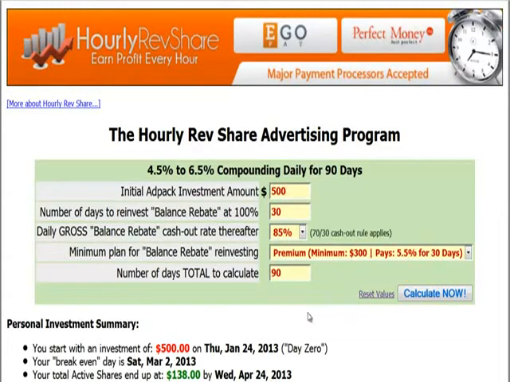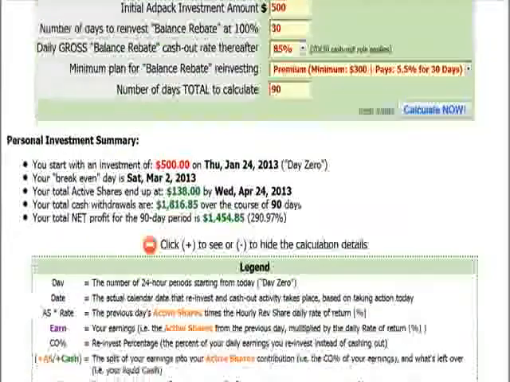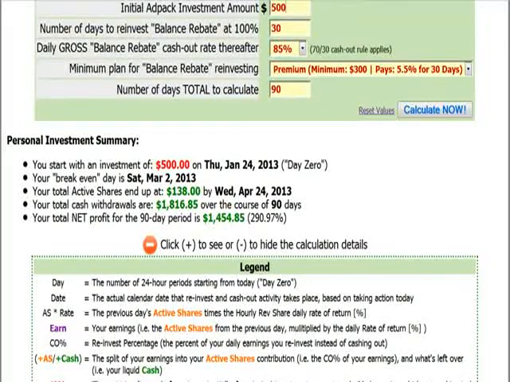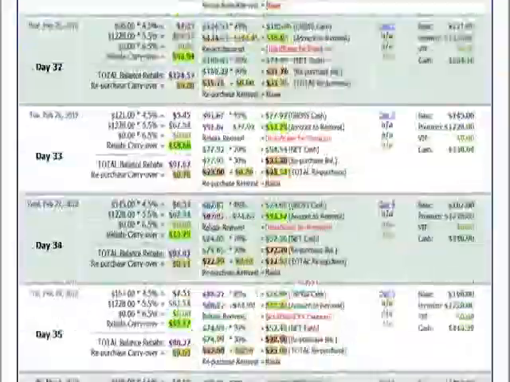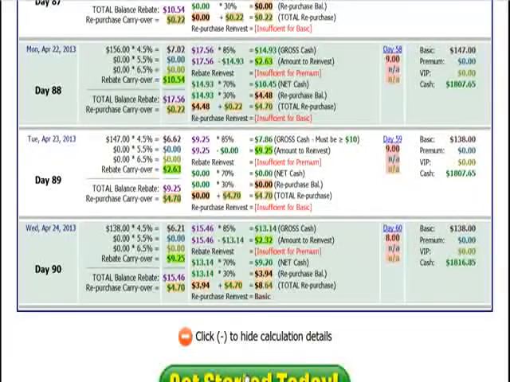The final thing to show you here is that if you click on the calculator in your Hourly RevShare back office, it will actually include your affiliate link at the very bottom here. Oops, I can't bring it down, but you'll see the Get Started Today. The Get Started Today will include your affiliate link and take anybody you share this page with to your Hourly Rev Share website.